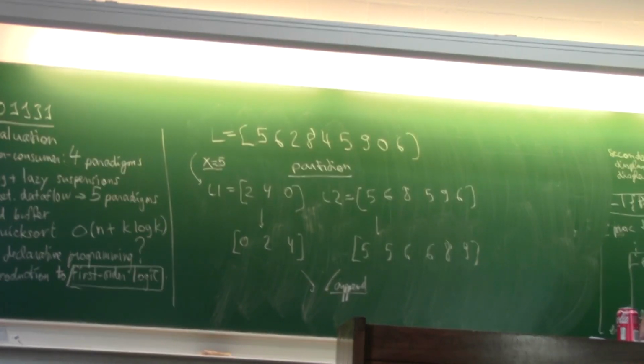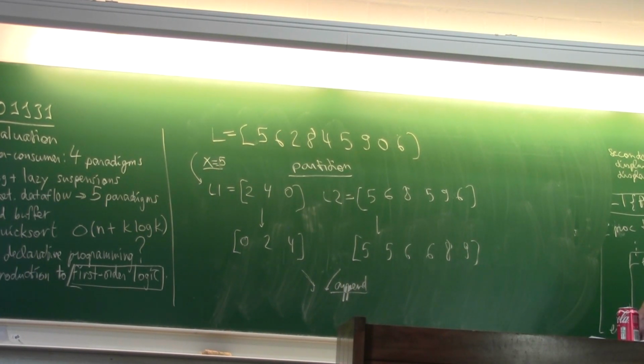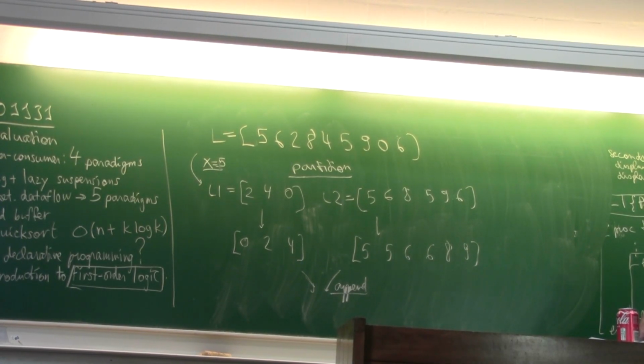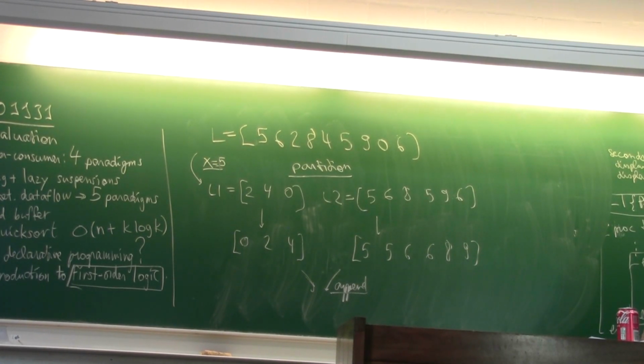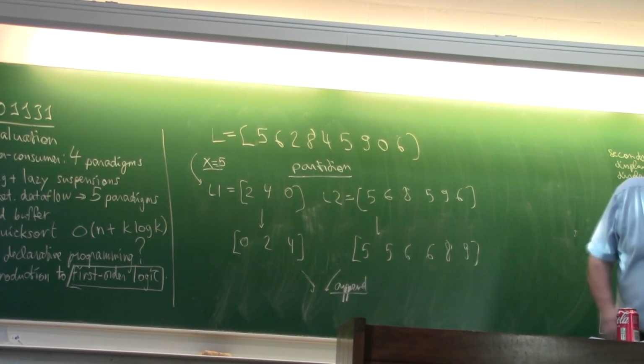So I will traverse L. If H is less than X, then I add it to L1. So L1 is H bar N1, and I recursively call it with N1. If it's the other case, I add H to L2, and I recursively call it with N2. And when L is nil, then the two lists are terminated. So it's very simple. A declarative function, it's a linear time function.